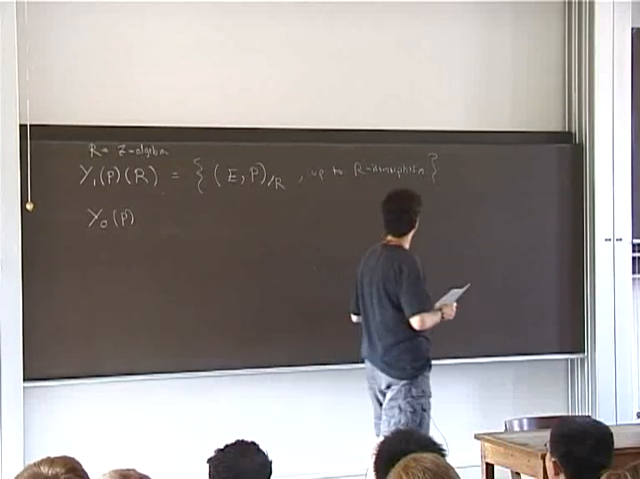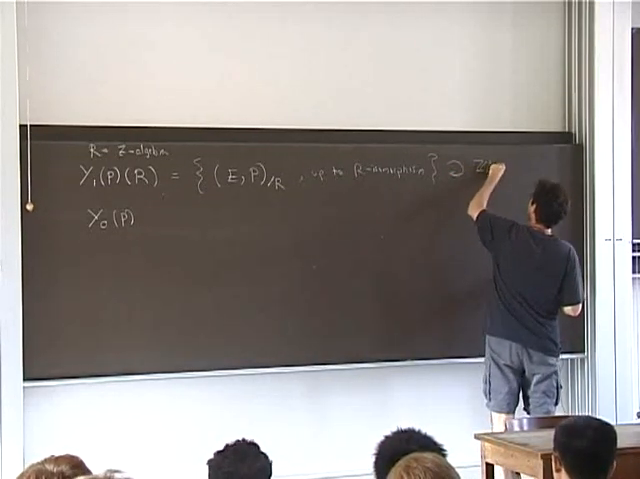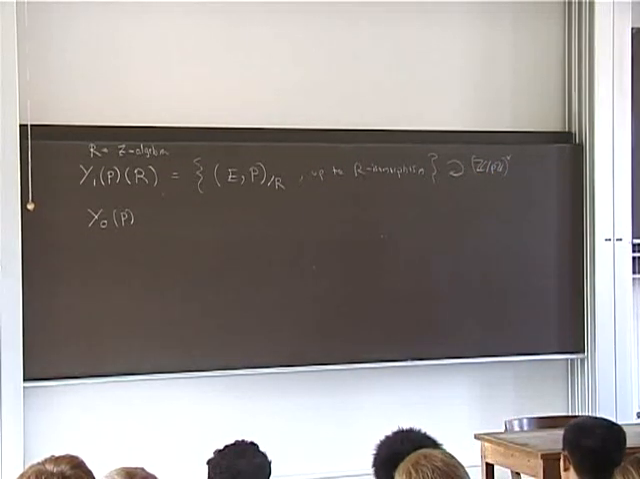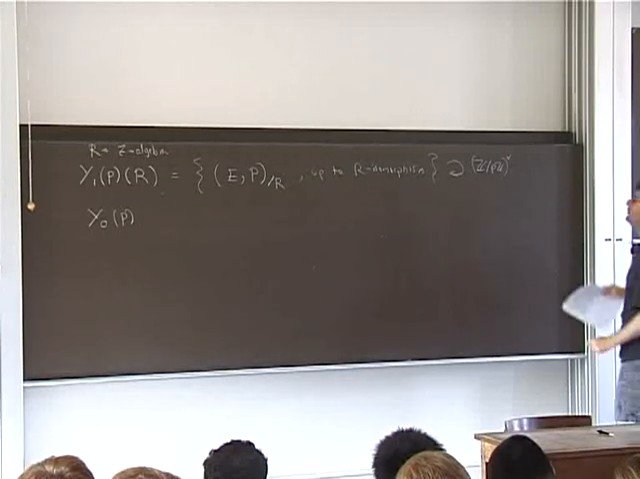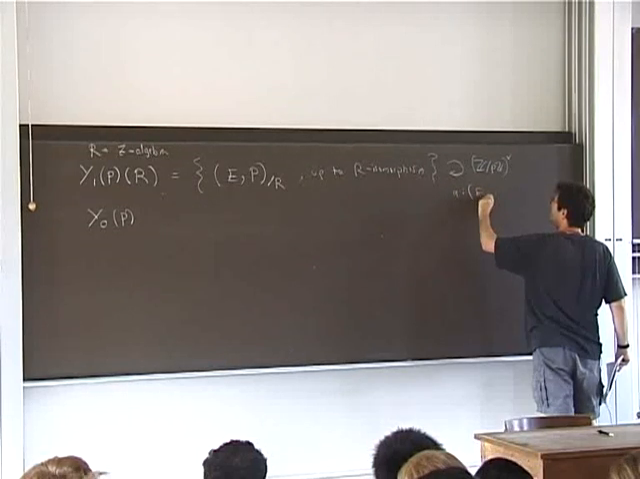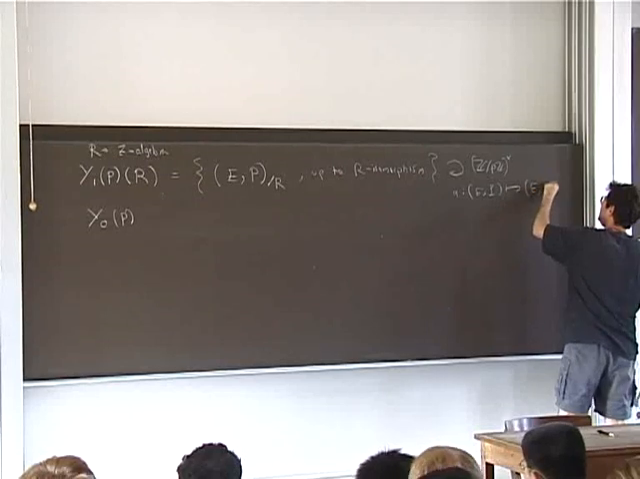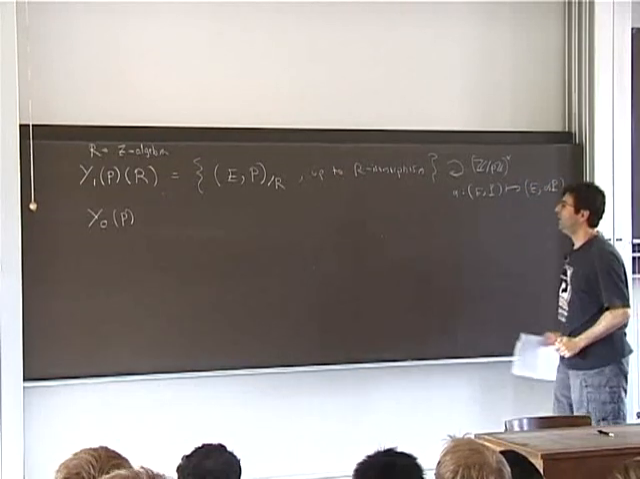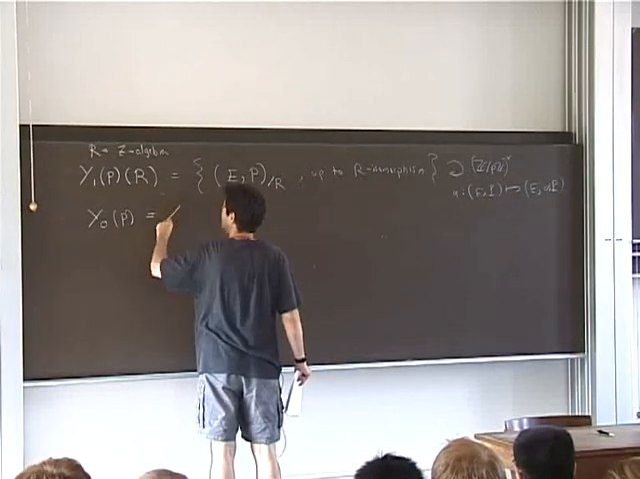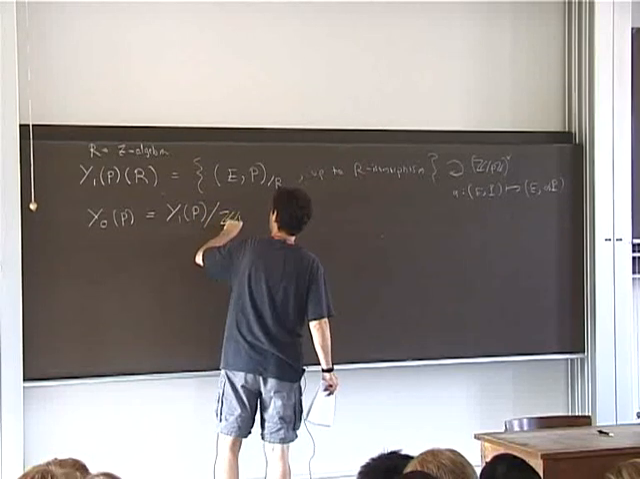So there's a natural action of (Z/pZ)* on the curve Y_1(p), where an element alpha in (Z/pZ)* would send a pair (E, P) to (E, alpha P). And so I just define Y_0(p) to be the quotient of this curve Y_1(p) by the action of this group.